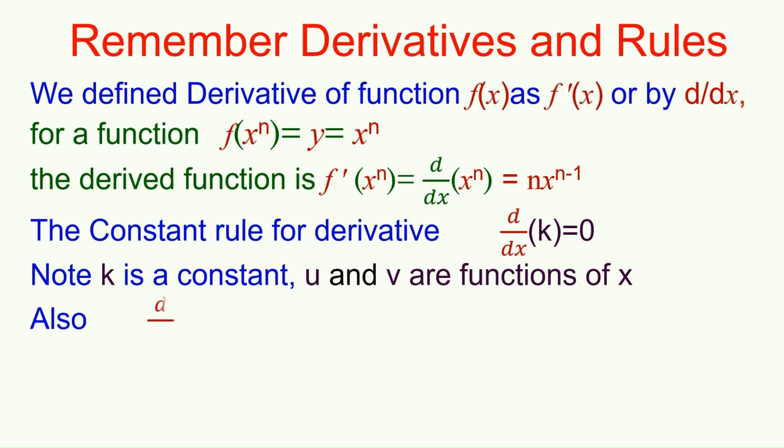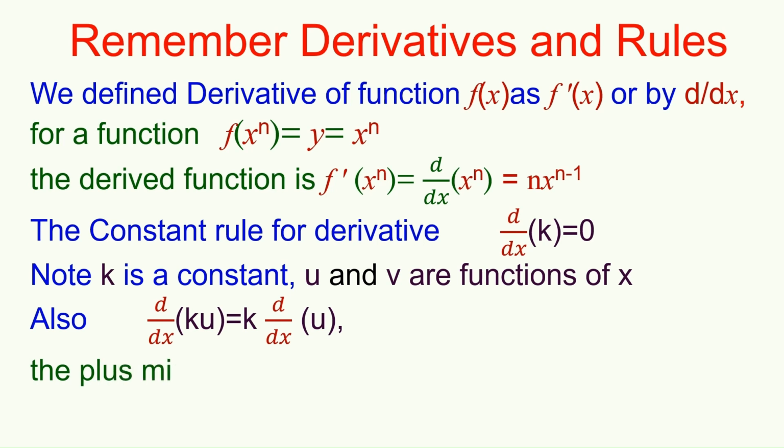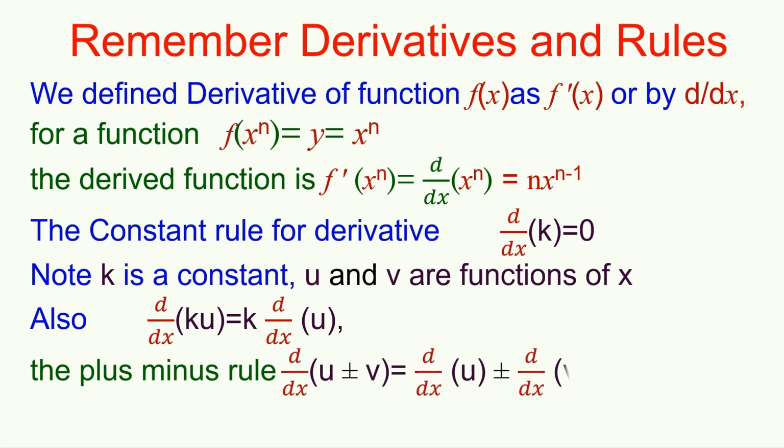u and v are functions of x. Also, d/dx of ku equals k d/dx of u. The plus-minus rule: d/dx of u plus or minus v equals d/dx of u plus or minus d/dx of v.